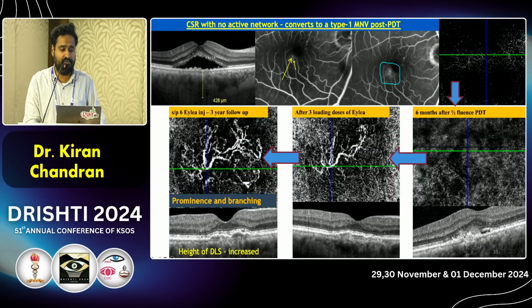Again, over here, this is the last example, which shows only subretinal fluid and hyperreflective dots initially. FFA is again very inconclusive. There is no network on OCTA. 6 months after half fluence PDT, you get what appears as an RPE elevation and shallow subretinal fluid. And after 3 loading doses of Eylea, which this patient received, the OCT sections are dry, but you get a network which is forming at the sub-RPE level. And after a complete course of 6 Eylea injections over a 3-year follow-up, you can see how beautifully the network is increasing in overall size and extent, but there is no fluid again, but the PED's height is increasing.